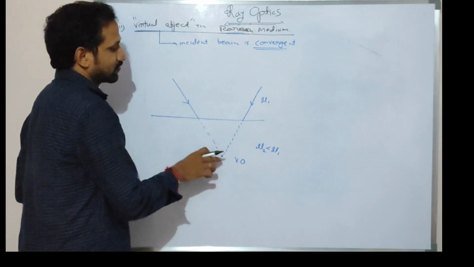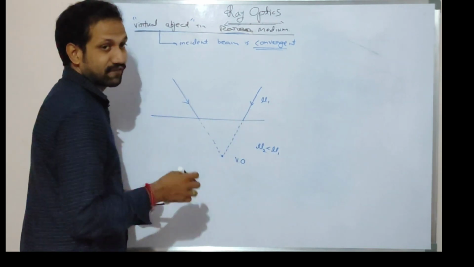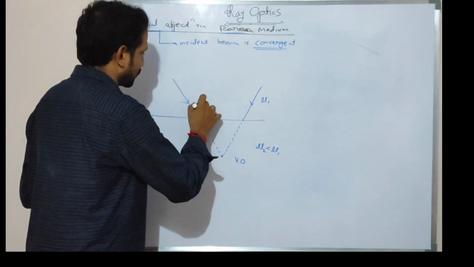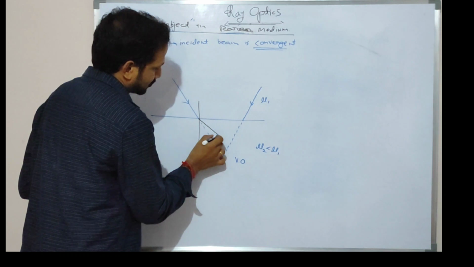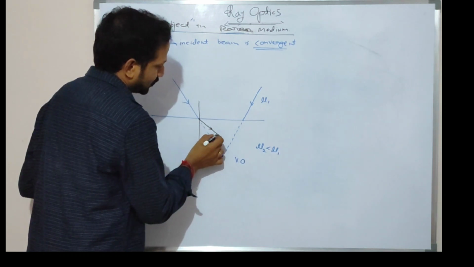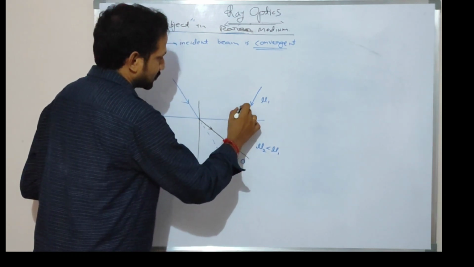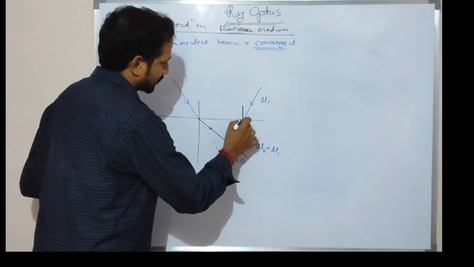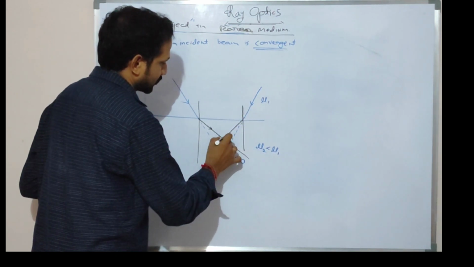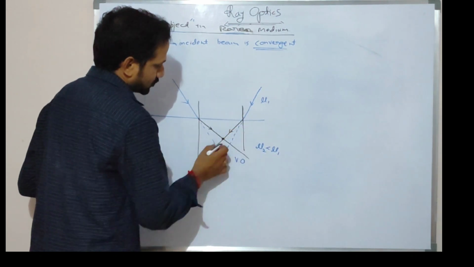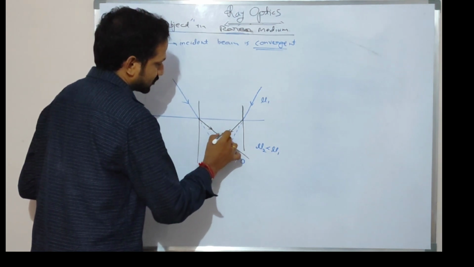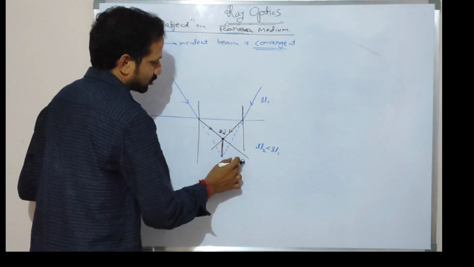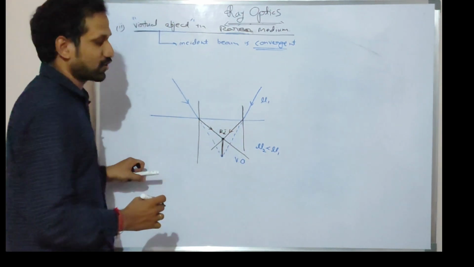Whenever the light ray is going from denser to rarer, it has to bend away from the normal. The normal drawn at the point of incidence is this. Away from the normal means this one. It will go like this, and here also the normal is this, away from the normal means this one. So they will intersect here. So the shift is going to be this one. So this image is a real image. If a virtual object is there, then a real image will be formed.